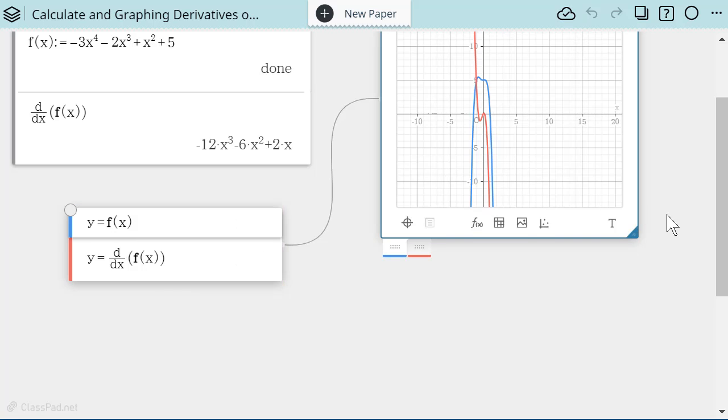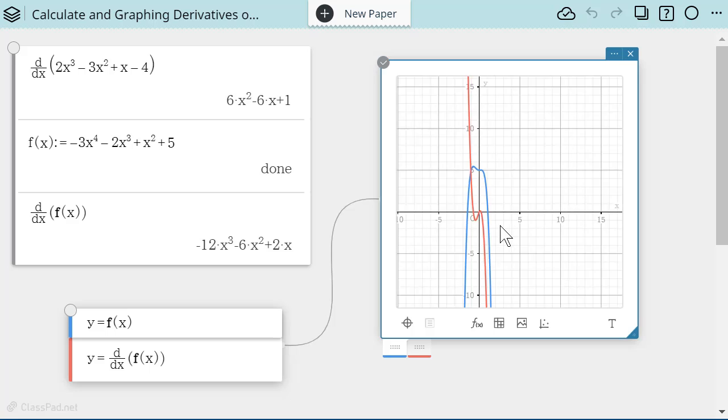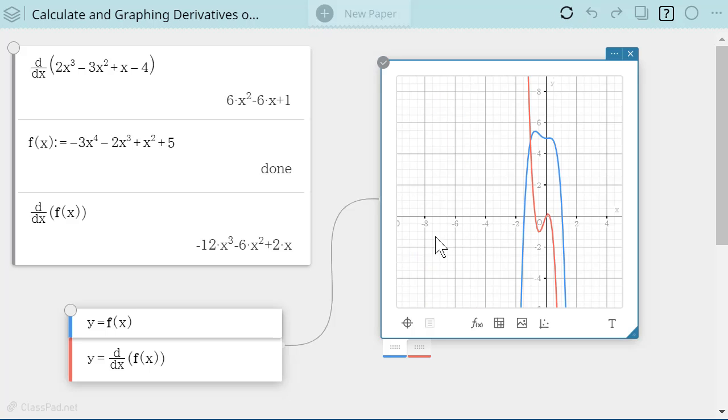So calculating and graphing derivatives is relatively easy on Classpad.net. You can use the template. You can help students find that pattern and figure out the process themselves. You can use the template and find it very quickly if you're just looking for a very specific derivative. You could play around with what happens when we change the function and how that impacts the derivative, and then how that impacts the graphs. Lots of different ways that you can work with calculating and graphing derivatives.